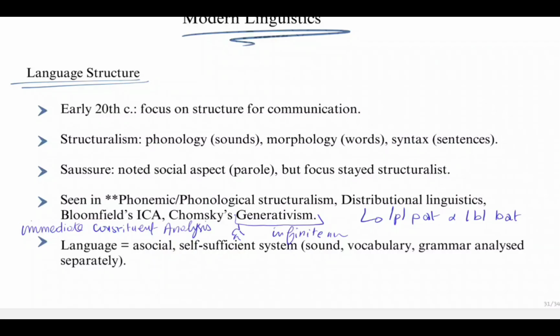Okay? De Saussure again noted the social aspect, that is parole. However, the focus stayed on what? On langue. We can see the impact of this shift in the phonemic and phonological structuralism, in the distributional linguistics, in Bloomfield's work, in Chomsky's generativism, etc. However, though, they regarded language as a self-sufficient system of sound, vocabulary, and grammar, which are analyzed separately.